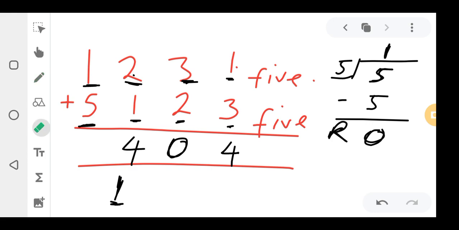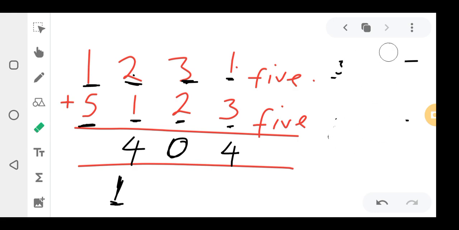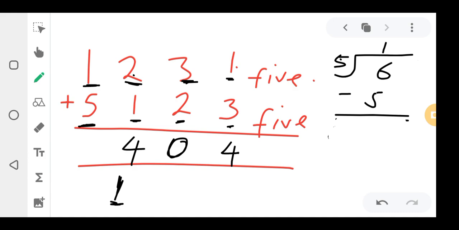So I divide. Now I'm dividing 5 into 6. Guys, base 5 into 6. How many times does 5 go into 6? 5 into 6 is 1. 1 times 5 is 5. My remainder is 1. So the remainder here is 1.